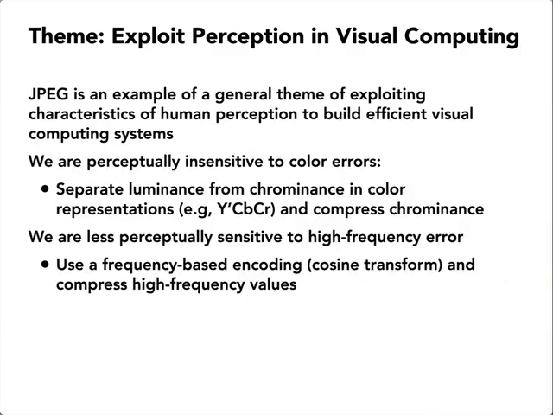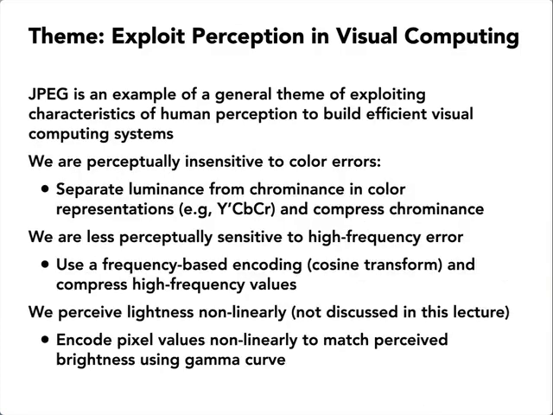Again, the big theme here was exploiting perception in visual computing. We're perceptually insensitive to color errors, so we separate luminance from chrominance and compress the chrominance. We're less perceptually sensitive to high frequency error, that is, high frequency in a spatial frequency sense. So we use a frequency-based encoding, the cosine transform, and compress the high frequency values.